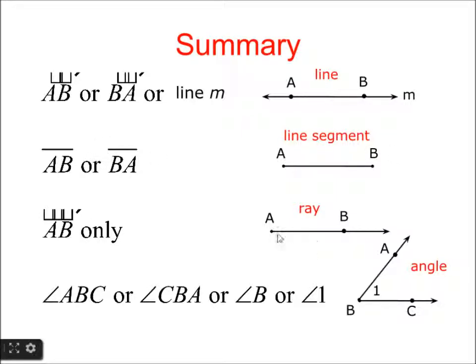Ray has one endpoint, which is A. It goes indefinitely in the other direction. It is denoted as AB with a line with an arrow on one side on top. The angle can be denoted by a number. Angle 1 can be denoted by a letter which is pointing at vertex, angle B, or angle ABC with vertex point in the middle, or CBA with vertex point in the middle.